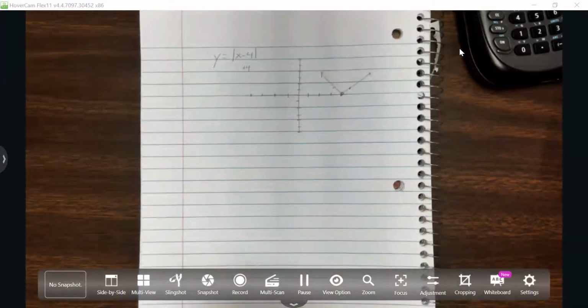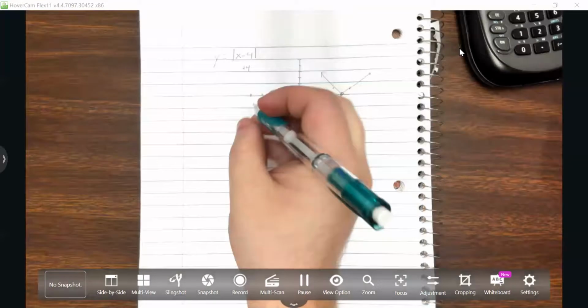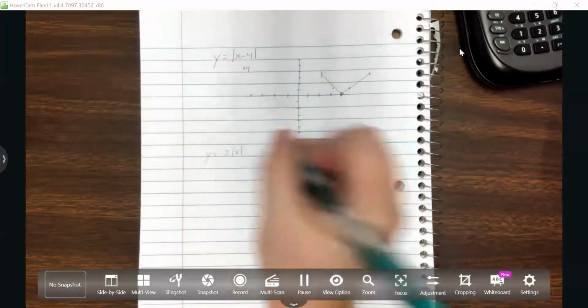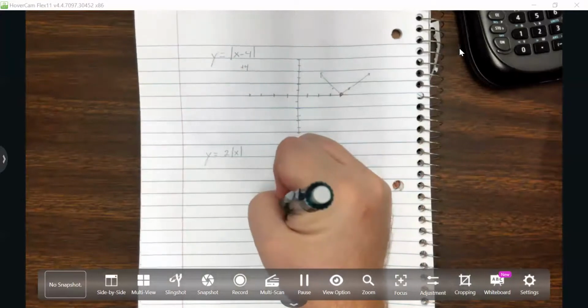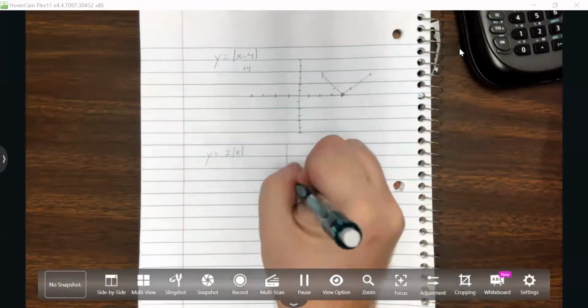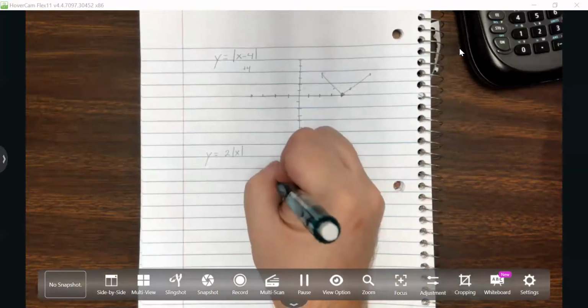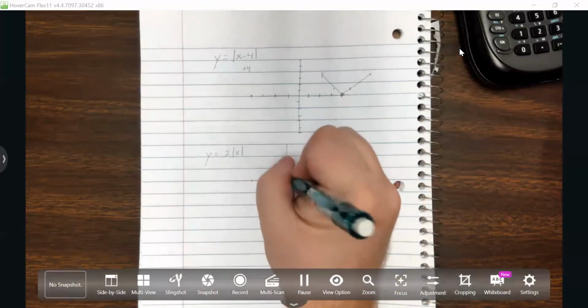Finally, we could change any number in the front. So if I did 2 times the absolute value of x, well, that's not moved up and down, and it's not moved left and right. It's actually going to make the graph skinnier or fatter. It basically accelerates or slows down how fast it climbs.